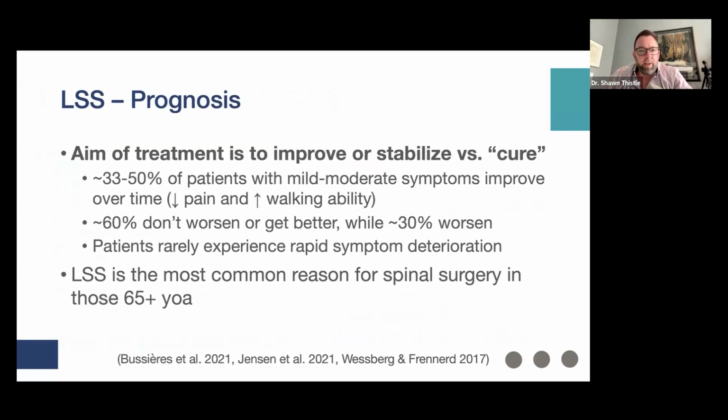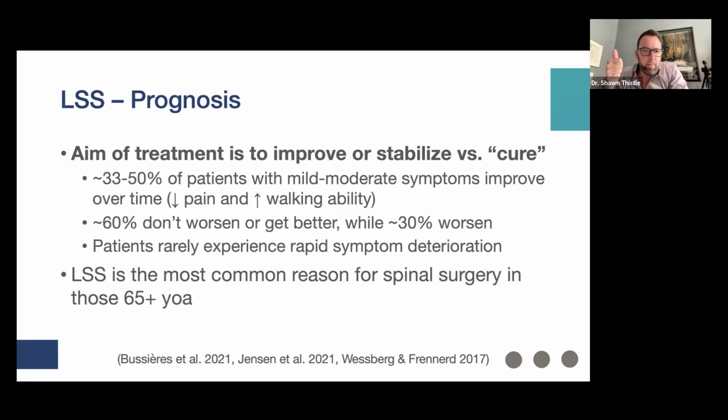But we do know that regardless of care, about 1 in 3 lumbar spinal stenosis patients get worse. And I think that's something that's important to understand as a clinician because you don't have to blame yourself for that. This is just the nature of this condition. And we also know that very few patients experience rapid deterioration of their symptoms. It's not like it goes from 0 to hero like a lumbar disc herniation or something like that. It's often just a slow burn over time.